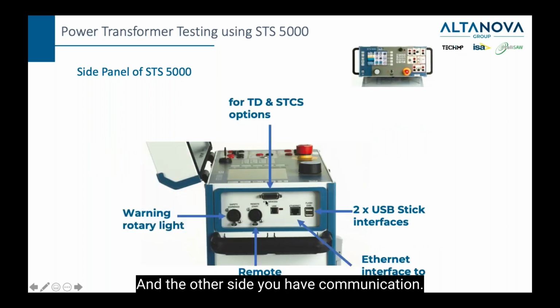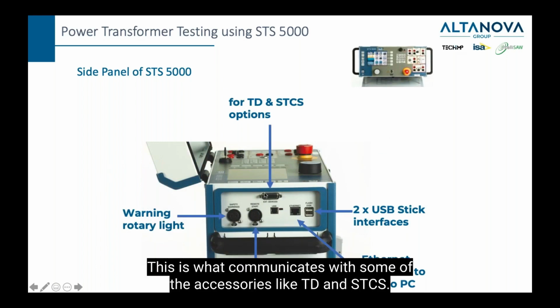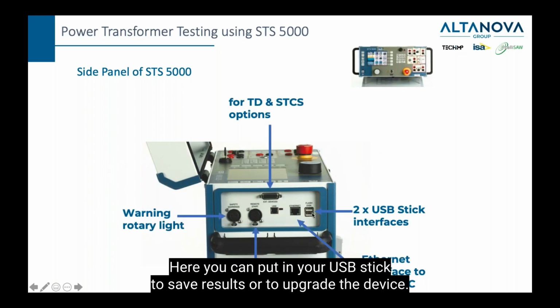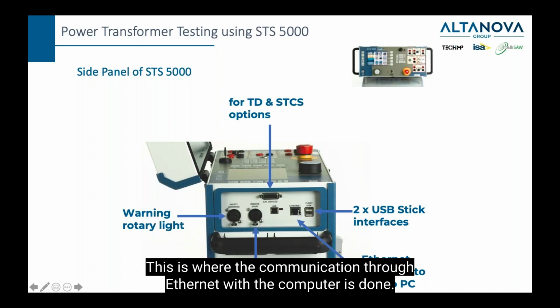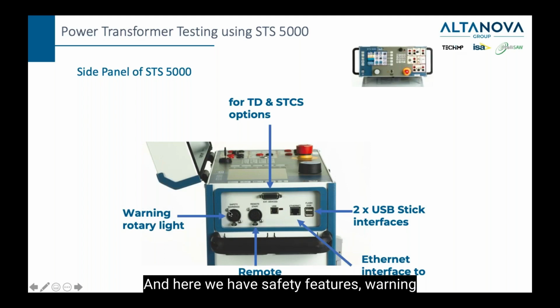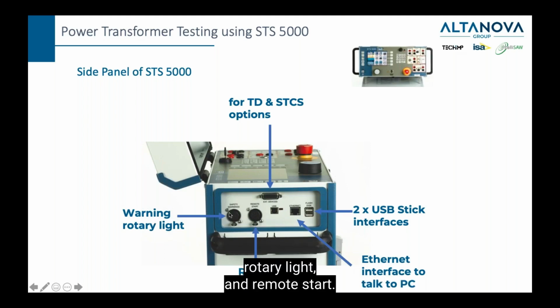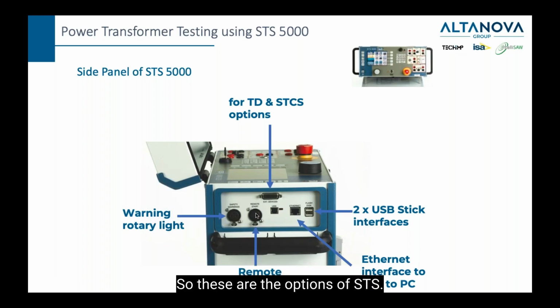And the other side, you have communication. This is what communicates with some of the accessories like TD and STCS. Here you can put in your USB stick to save results or to upgrade the device. This is where the communication through Ethernet with the computer is done. And here we have safety features, warning rotary light, and remote start. So these are the options of STS.